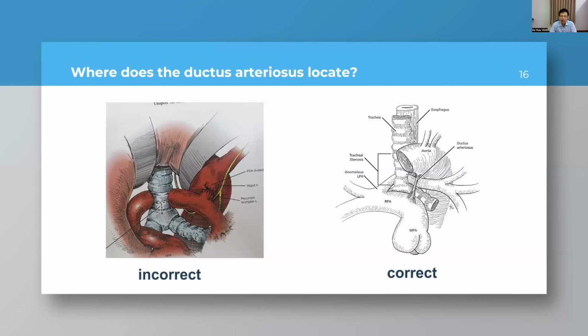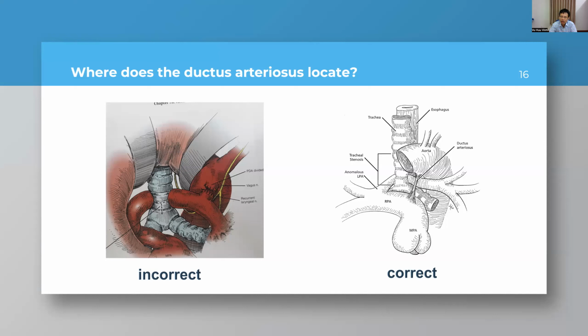And where is the ductus arteriosus located? So on the left side, you can see the image in the red color. I took it from a cardiac surgery book, but it's not correct. The ductus arteriosus never connects the sling with the aorta. Actually, it connects the main PA to the aorta, like on the right side.